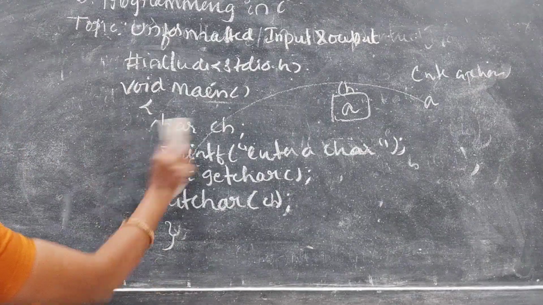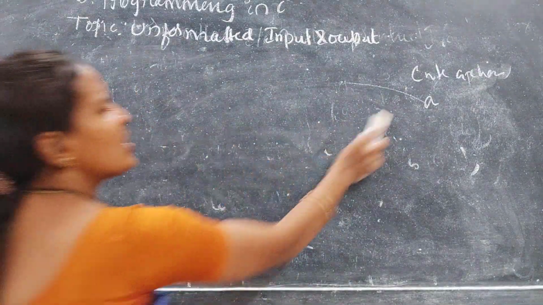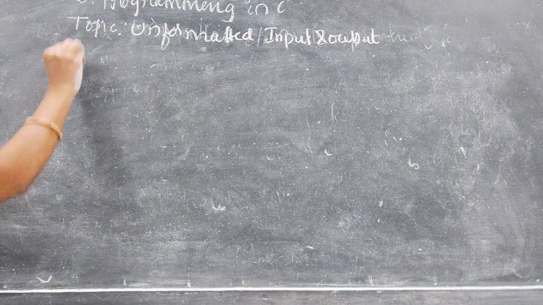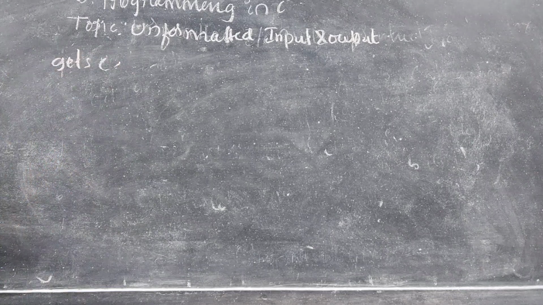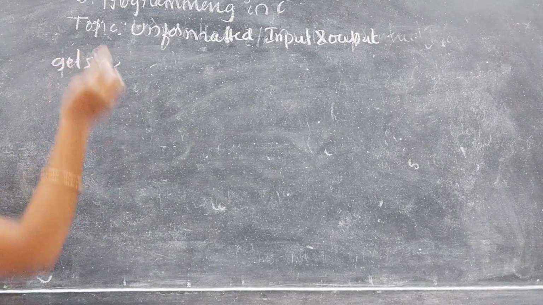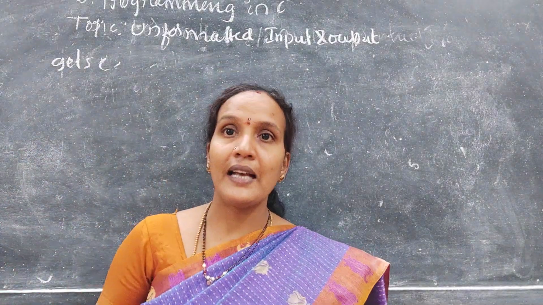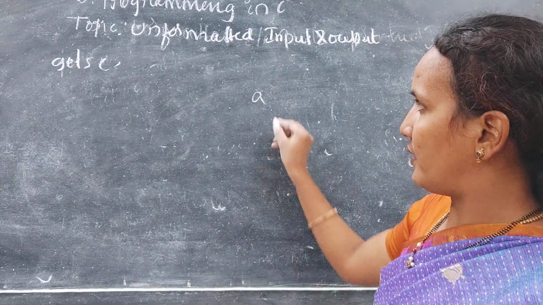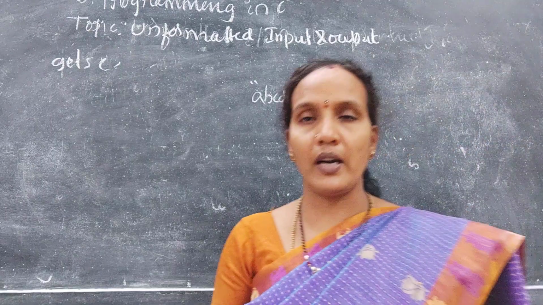Now we'll discuss the next function, gets. Okay, gets. This is again an input function. gets is nothing but a function used to take a string from a user. See, if you enter like this, a is a character. If you enter ABCD in the code, that is called a string.